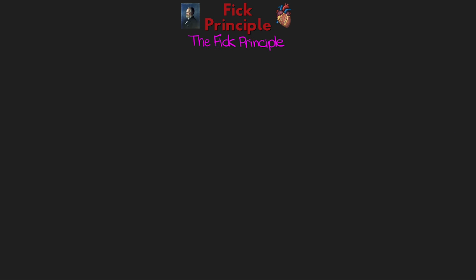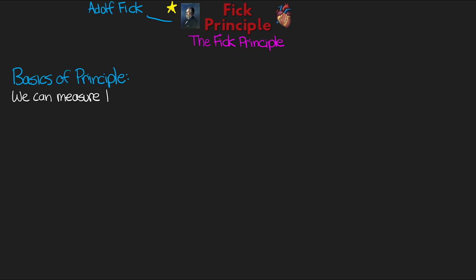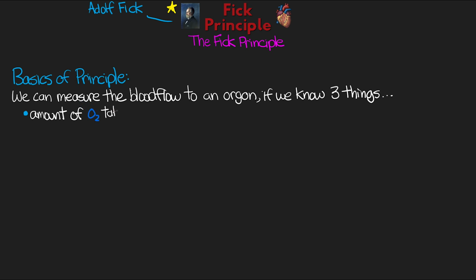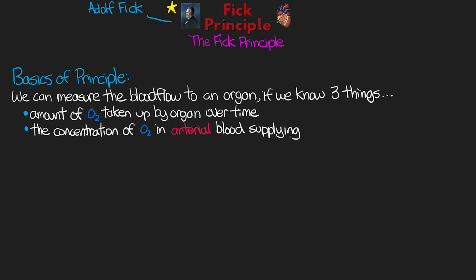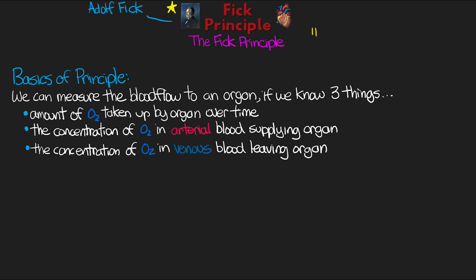Enter the Fick Principle. Now, you're probably wondering, what the heck is this Fick that you keep talking about? Well, essentially, it was developed by a German physician and physicist named Adolf Fick, who first mentioned it in 1870 after studying cardiac output in dogs. The basics of the principle state that we can measure the blood flow to an organ if we know three things: the amount of oxygen taken up by the organ over time, the concentration of oxygen in arterial blood supplying the organ, and the concentration of oxygen in the venous blood leaving the organ. In our case, the organ that we're referring to is the body.